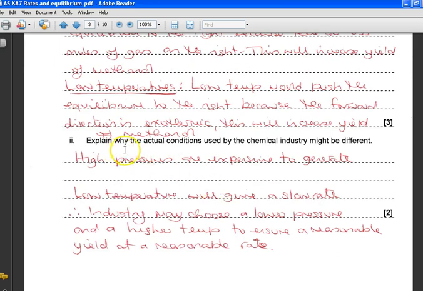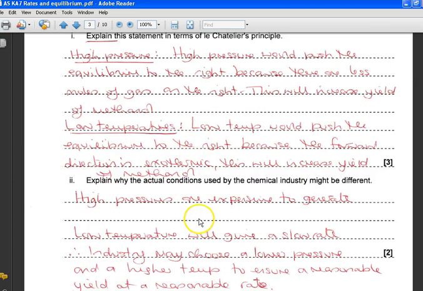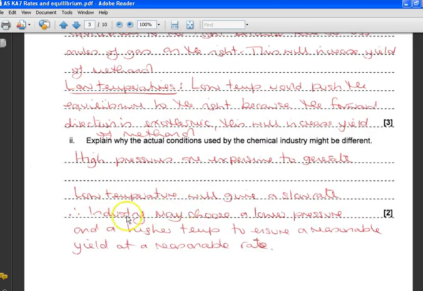And then explain why the actual conditions used by the chemical industry might be different. So high pressures are expensive to generate, so they'd probably go for a lower pressure, and low temperature gives a slow rate. So we probably find that industry will choose a lower pressure and a higher temperature to ensure a reasonable yield at a reasonable rate. Yeah? So just show that you recognise the connection between yield and rate.